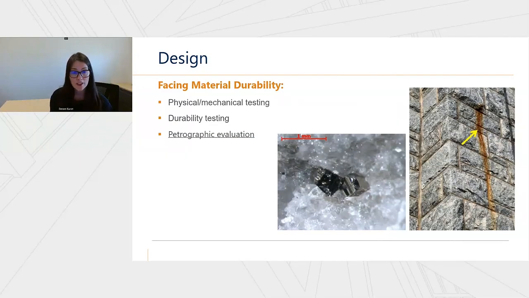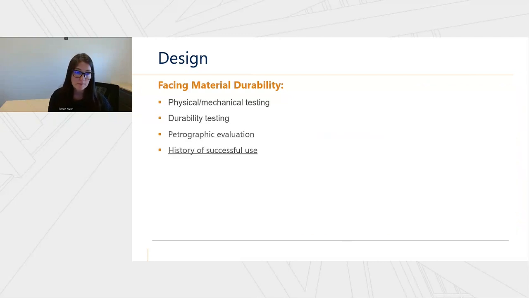Petrographic analysis is another tool that we have in our toolbox. In this particular example that we're showing on the screen here, we're looking for pyrite inclusions. On the left-hand slide, this is a piece of pyrite within marble. And the reason we're looking for this is that if we do have this inclusion in the stone, it could relate to the corrosion brown staining that we see on the image on the right-hand side here. And then also just the history of successful use. This can be a tool that's used to evaluate the durability of that facing material.